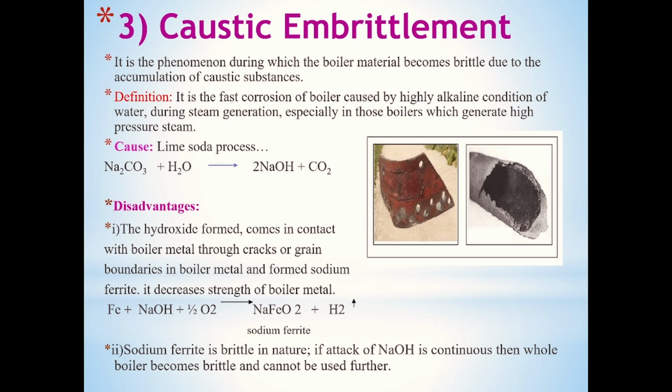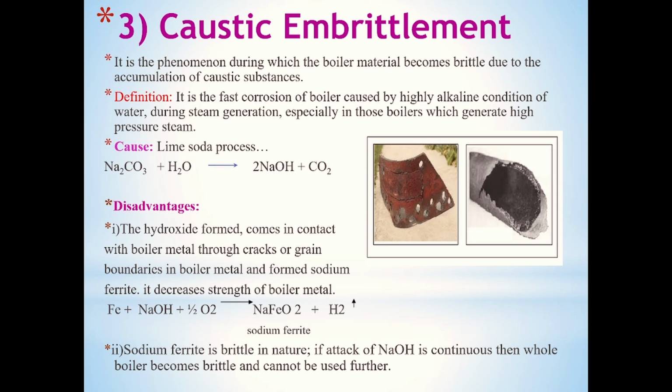What is the reason or cause for the caustic embrittlement? In the lime soda process, which is used for the softening of water, Na2CO3 is used. Water is passed through the Na2CO3 bed, and some quantity of Na2CO3 passes with the water. That water coming out from the lime soda process is fed to the boiler for steam generation, and at high temperature the Na2CO3 undergoes hydrolysis to form NaOH.